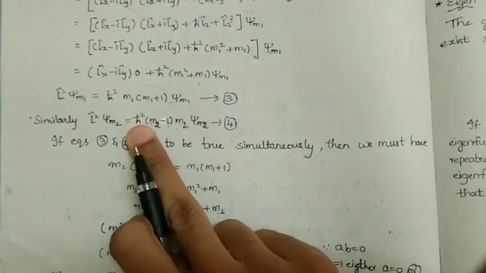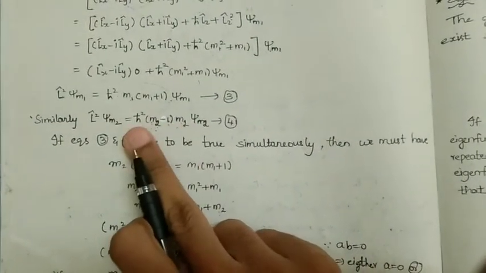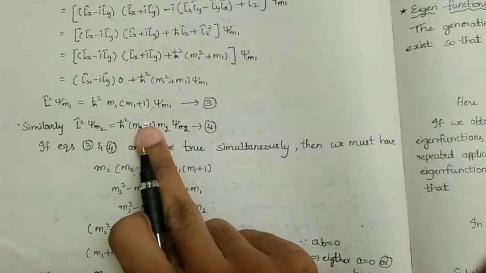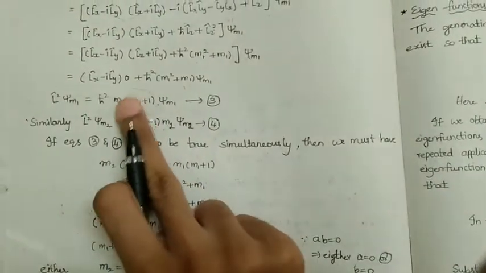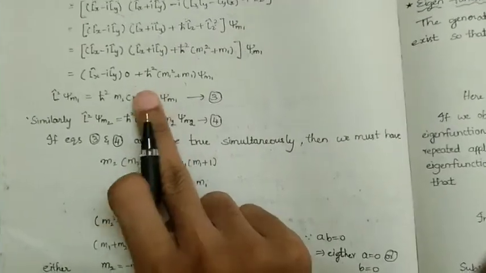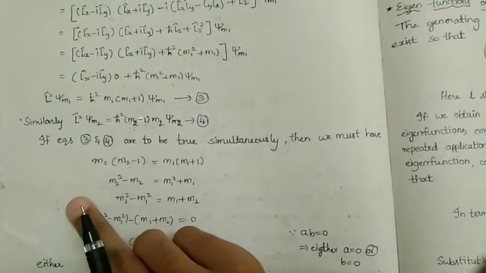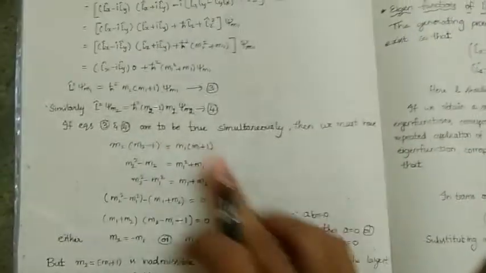So minus could be taken as common. Then we would have minus of m1 plus 1, here minus m1. So minus into minus is plus. So again we would have the same thing, m1 into m1 plus 1. So instead of m1 and m2, we can commonly represent it as L in the place of m1.